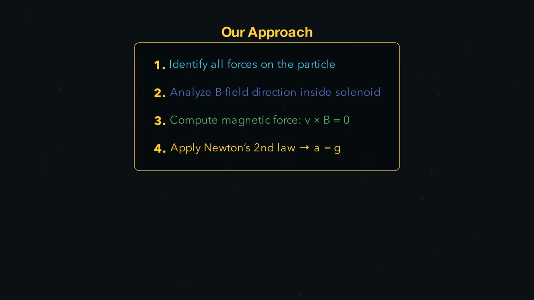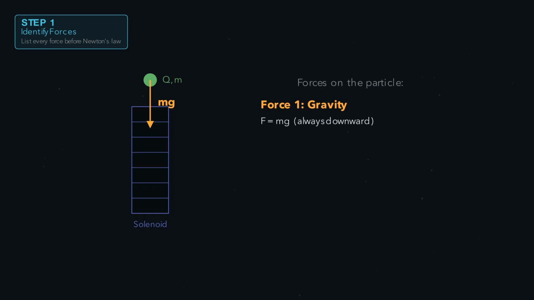Here's our approach. Identify all forces acting on the particle. Then analyze the direction of the magnetic field inside the solenoid. The key move is evaluating the cross product of velocity and field. Finally, Newton's second law gives us the answer.